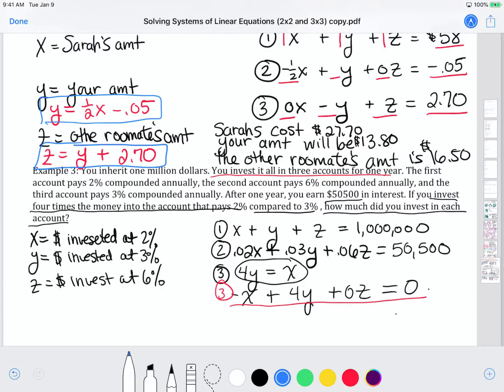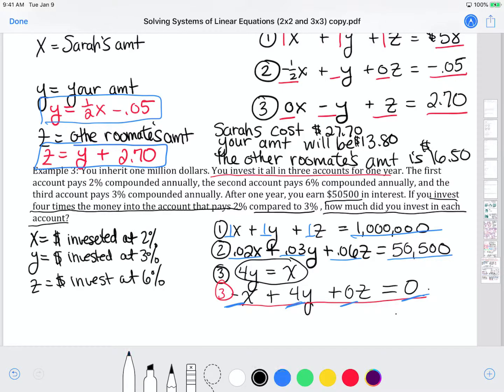So now I can put this in on my app, and I'm going to put in for my coefficients for the first equation as 1, 1, 1, and then 1 million. And then my second line, my coefficients will be 0.02, 0.03, 0.06, and 50,500. And then for the third line, I would have a -1, +4, 0, and 0.